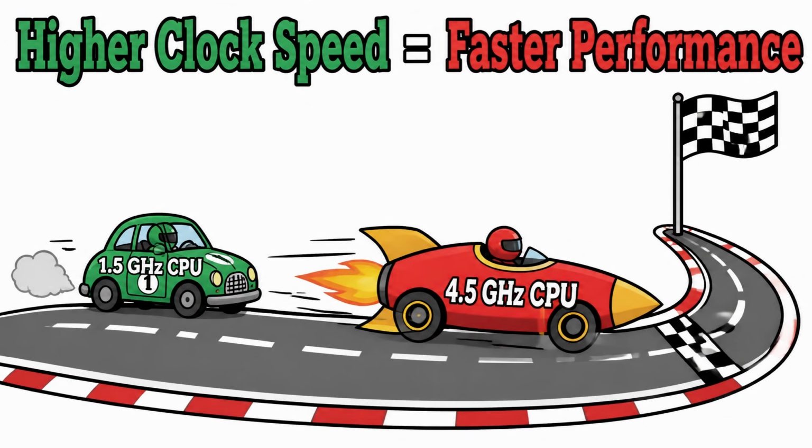And you can really feel this difference in real life. Imagine 2 cars on a racetrack. One is doing 1.5 gigahertz. It's chugging along okay for basic tasks. The other is doing 4.5 gigahertz. It's a rocket. Opening apps, rendering graphics, processing data, it's all happening dramatically faster. That gap in speed is what separates a basic machine from a powerhouse workstation.